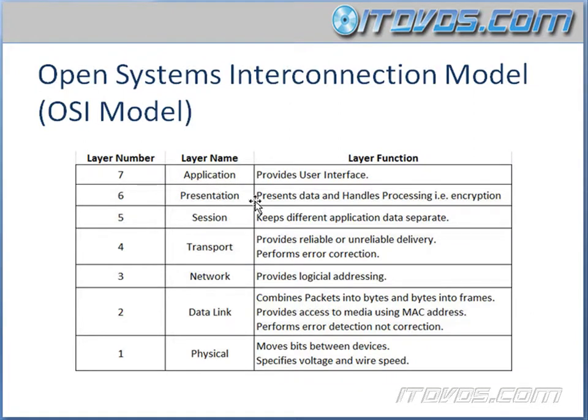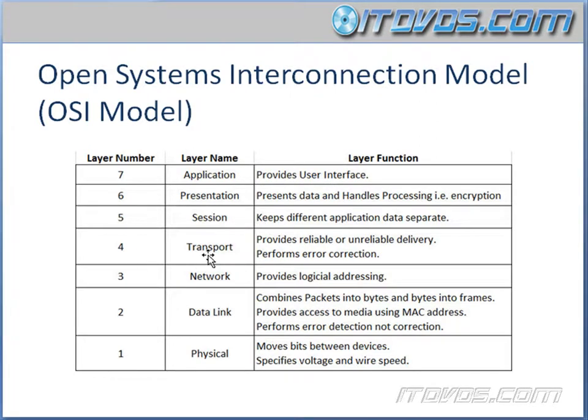Layer 6 is our presentation layer. This presents the data and handles the processing, like encryption. Layer 5 is the session layer, and this keeps different application data separate. So if you're working in 2 different applications that are talking over the network, the session layer makes sure that the application data is separated.